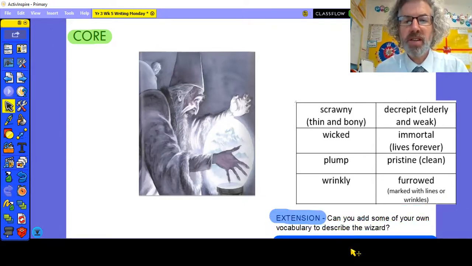For an extension, you can, of course, add your own words. So you're free to use your very best word power to add your own words to it too. So don't feel that you are constrained to only use the words I've provided.